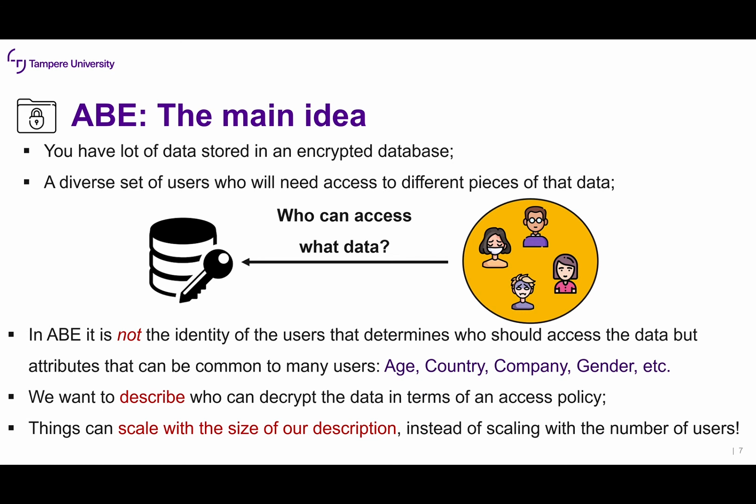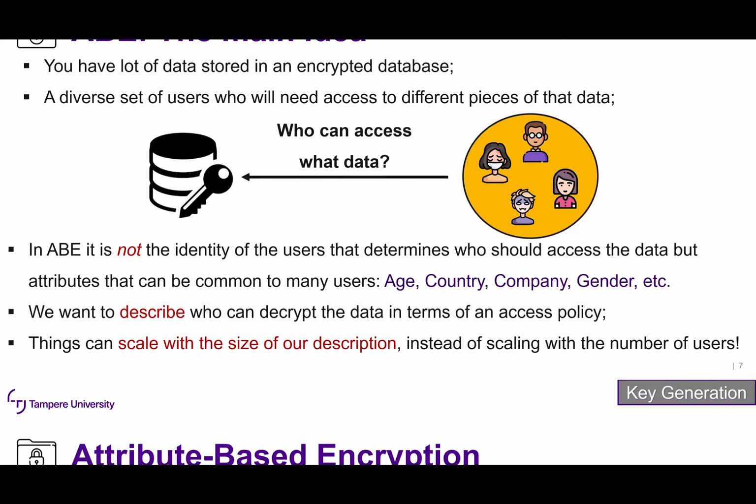Now, we want to describe who can decrypt the data in terms of an access policy, and things can scale with the size of our description instead of scaling with the number of users, right? So if you make more complex policies, you increase the description of the policy. You make it a bit more complex, then you scale the complexity of the whole thing, but still this does not scale with the number of users that will access the data. And this is very, very important to keep in mind.